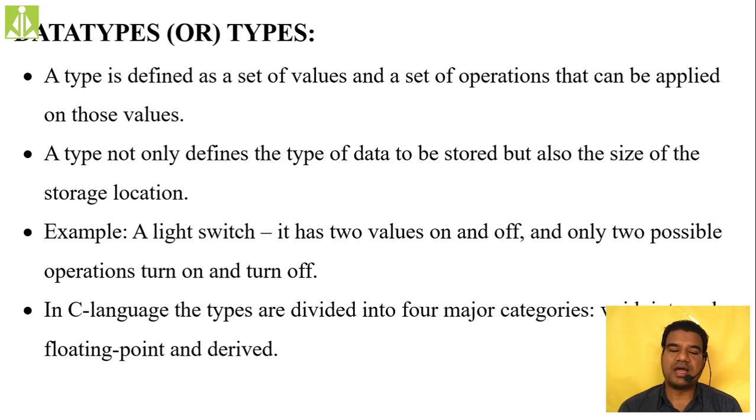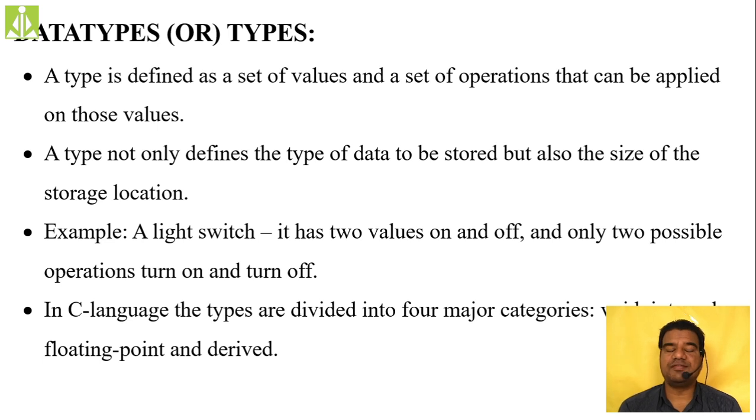Okay, so a type is defined as a set of values and a set of operations that can be applied on those values. So when you are declaring, when you are creating a variable in your program, at that time only your compiler will come to know that you are going to store so and so type of value in that variable, and you are going to perform so and so operations on that variable. See how important these data types are. Okay, so the first point is clear for us. Then go to the second point.